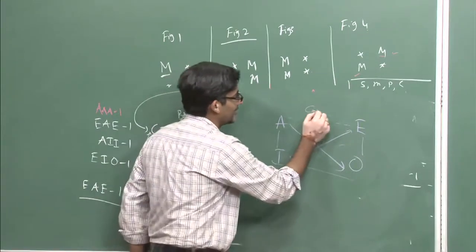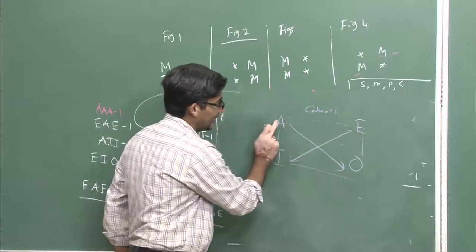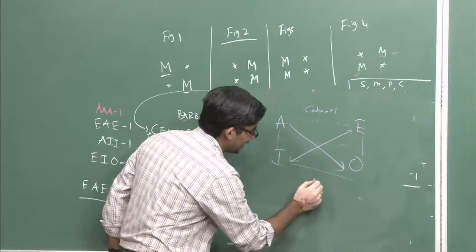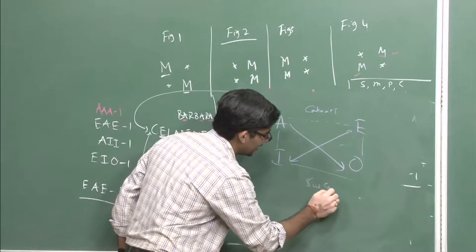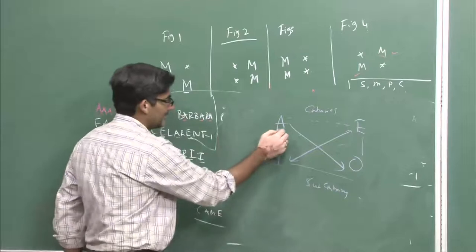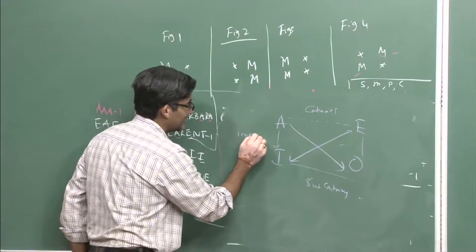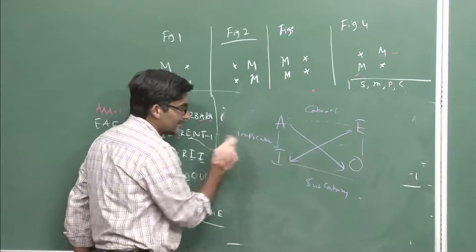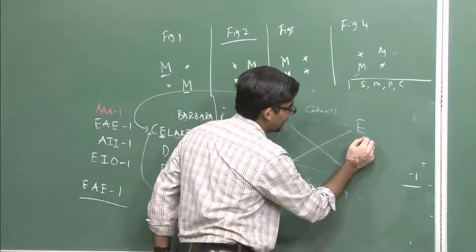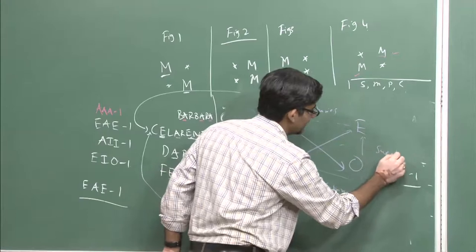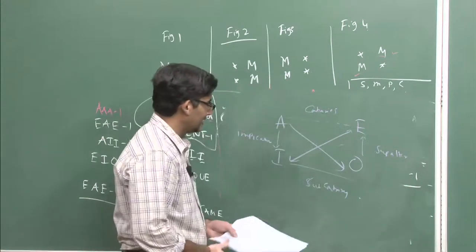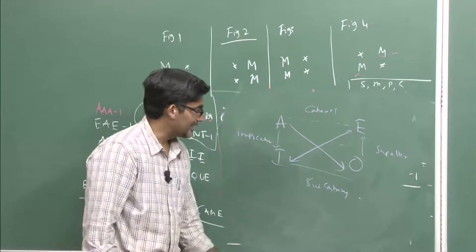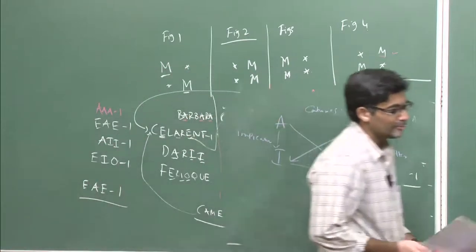A and E are contrary to each other, and I and O are called subcontrary. And then this is called implication, subaltern, superaltern, etc., depending upon the arrow which is there. So all these things are related in this particular kind of way. Now we quickly need to know what we mean by contrary, contradictory, etc. This tells us how A and E are related to each other.